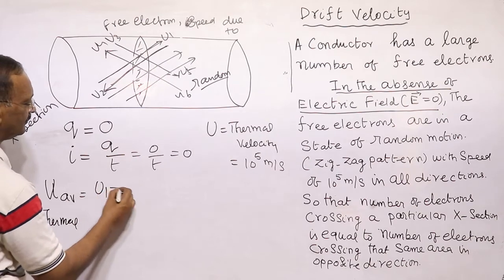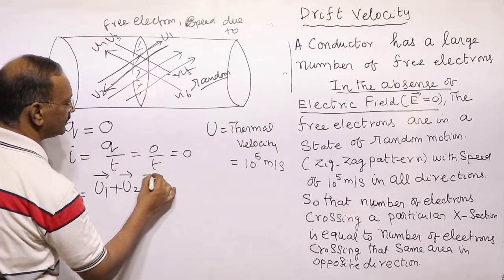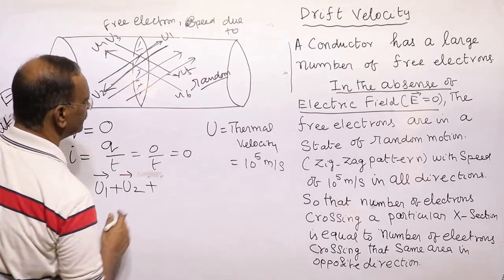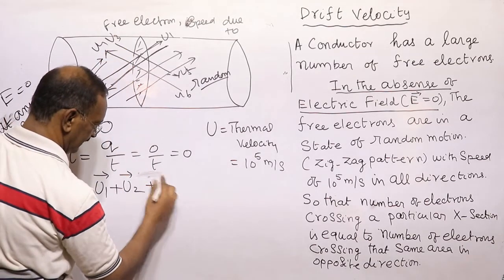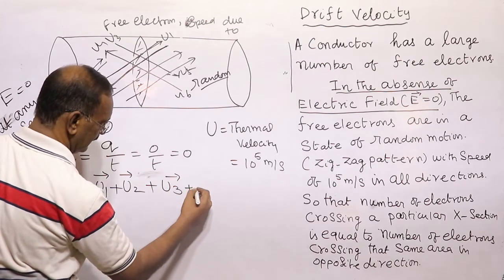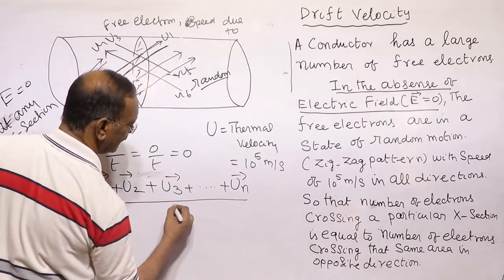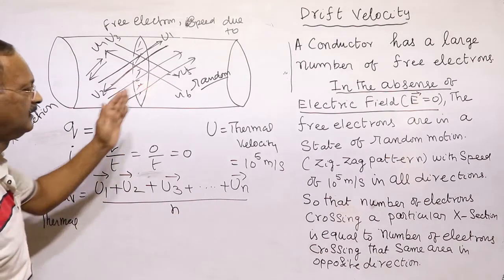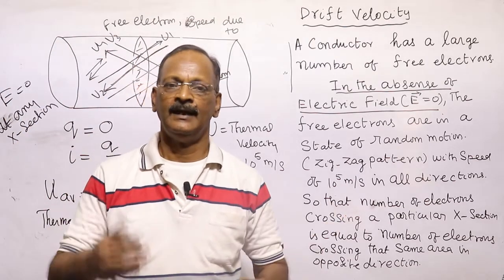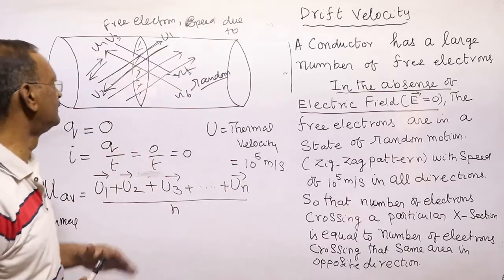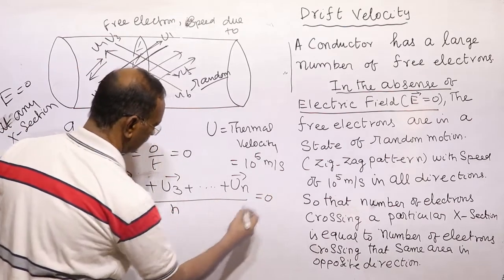The average thermal velocity is equal to U1 plus U2 and so on. Though the direction is random, each one has its own direction, so it is a vector quantity: U1 plus U2 plus U3 up to UN, divided by N. What is average? Average means the sum of the thermal velocities U1, U2, U3 up to UN of the electrons, divided by the number of electrons. Total number of free electrons is N. This is a very important relation.